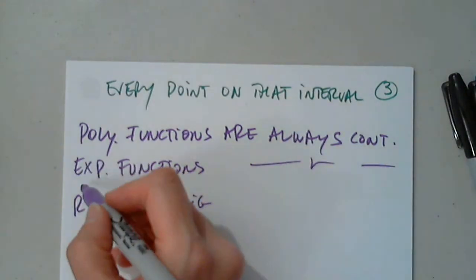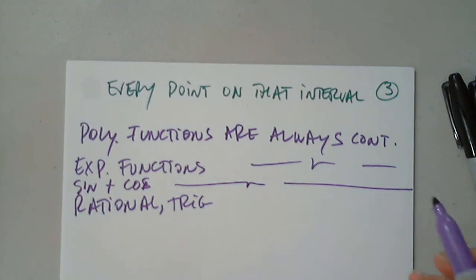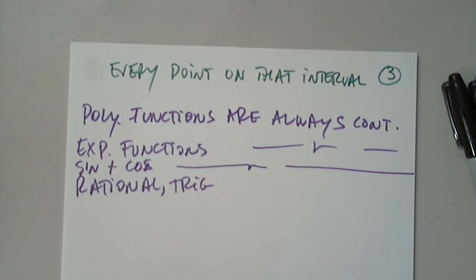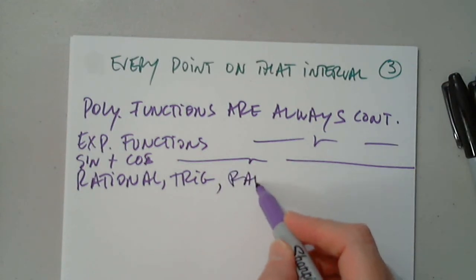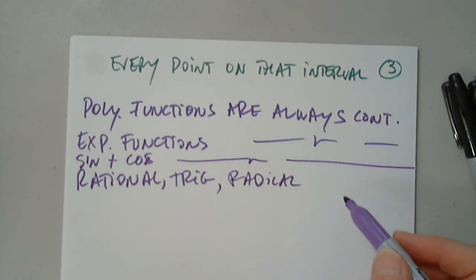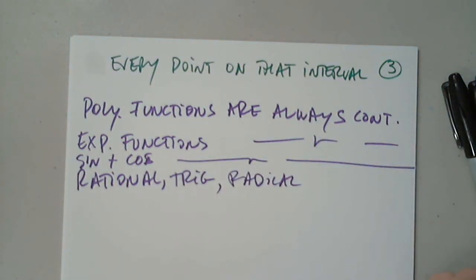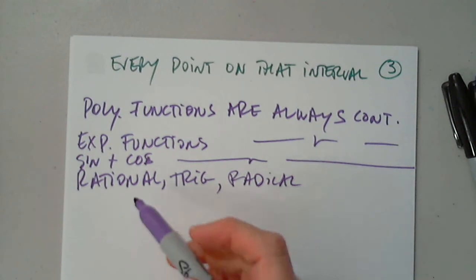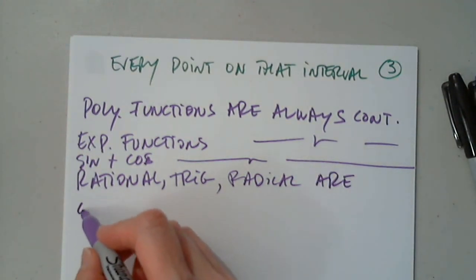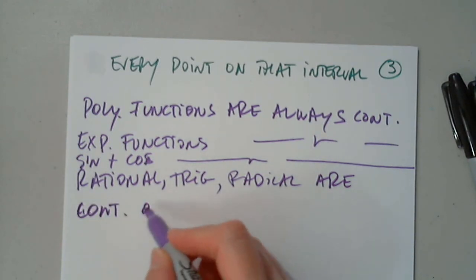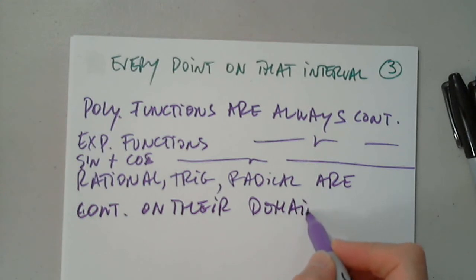Trig, other than sine and cosine, I should write here sine plus cosine, are always continuous because they are defined on all real numbers. Rational functions, trig functions, radical, although the cube root can be added here because it's continuous everywhere, because it exists everywhere. Rational, trig, radical are continuous on their domains.